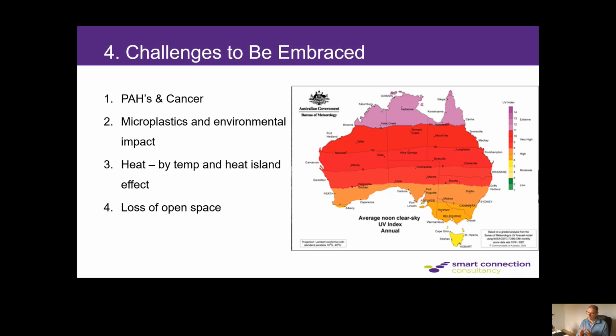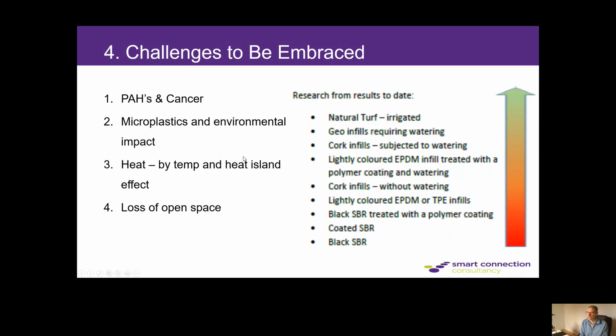so that if the field is a 2 or a 2.5, that's going to be cooler for people to play on than what it would be if it was a 3. So the standard is 1 to 3, whereas 1 is actually normally seen as a natural turf field, which is irrigated, all the way down to a 3, which would be black SBR on an open field. So we look at these things and see how we can do it.